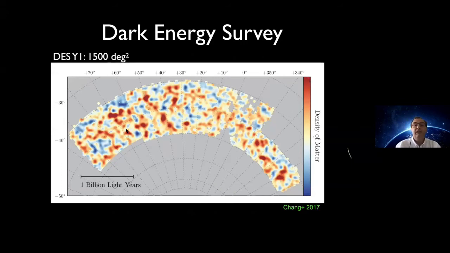So what you see here is a mass map derived from the Dark Energy Survey, which is one of the ongoing state-of-the-art surveys for weak lensing and large-scale structure in general. They also have a supernova component as well. This is a map derived from the first year release, which covered 1,500 square degrees of the sky. Again, the red regions correspond to overdensities, and the blue regions correspond to underdensities. This corresponds to projected mass along the line of sight in this region of the sky.